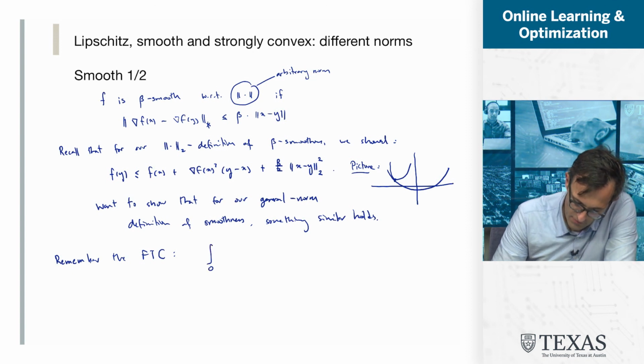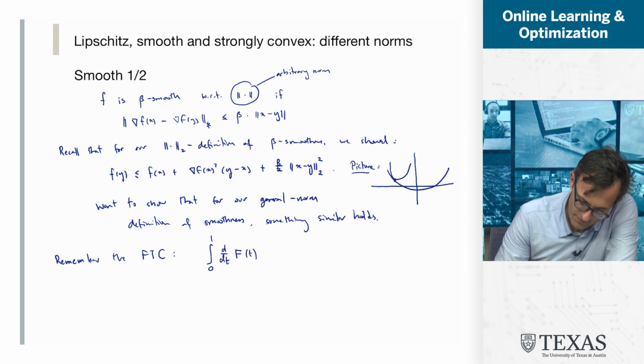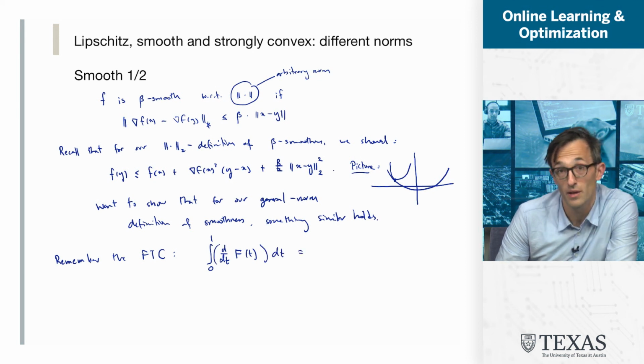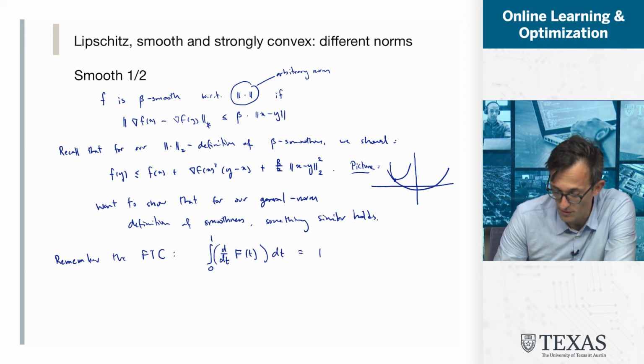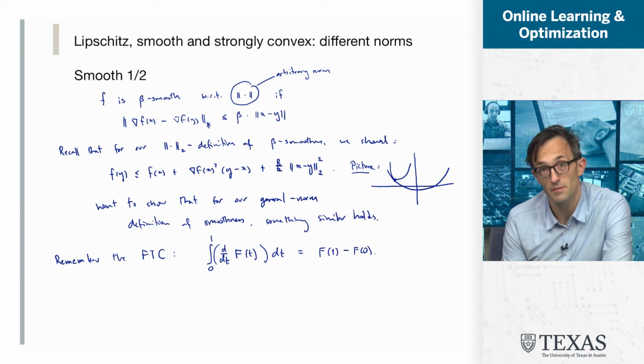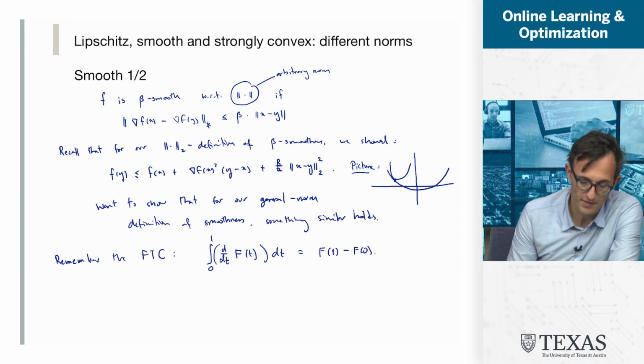The integral from 0 to 1 of d/dt of some function F of t dt is just capital F, my function evaluated at the endpoints: F of 1 minus F of 0. Okay, simple enough. We're going to see how we're going to use this.